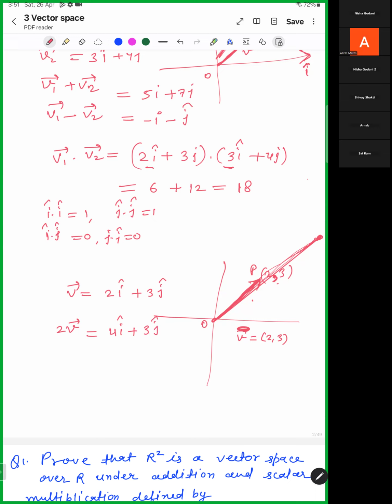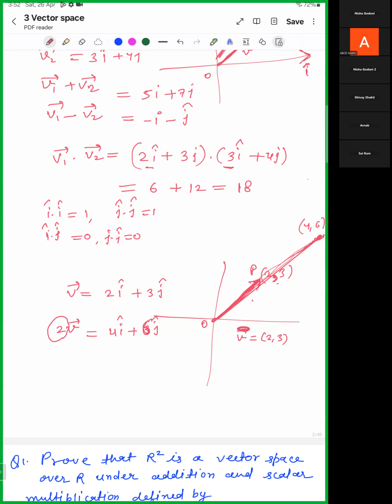So you will have some point here, 4i cap plus 6j cap you have here. So twice means its length will be twice, or the vector will point to another point which will be at twice the distance from the previous point. So in vectors you have the concept of vector addition and scalar multiplication. Why scalar? Because you are multiplying by a number, and the number is a real number.